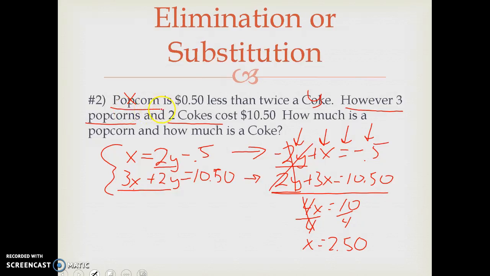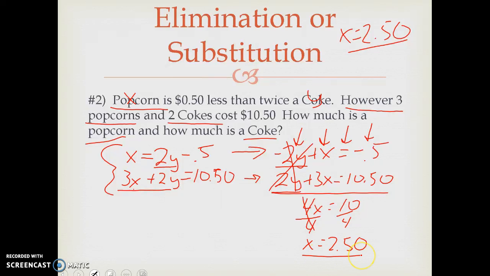So that is how much a popcorn costs. So popcorn, which is x, is $2.50. That's the first part of the question, but we also want to figure out how much a Coke costs.